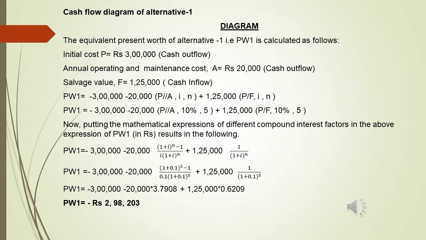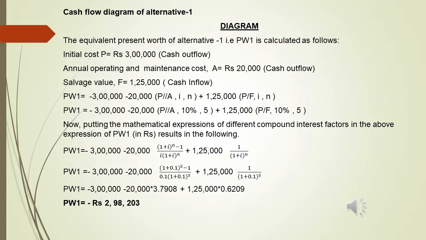That is for P by A and P by F. Okay, you have to substitute the value there. So I will be 10%, so 0.1. Put 0.1 in the place of i. Then n you have to replace by 5 years. When you substitute, you will get the answer PW1 as minus 2,98,203. Okay, this is the value you have got for PW1.